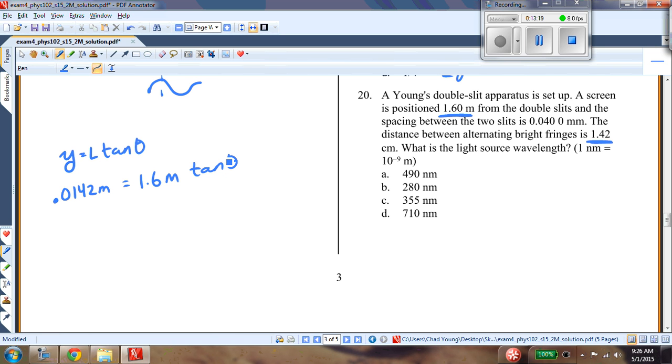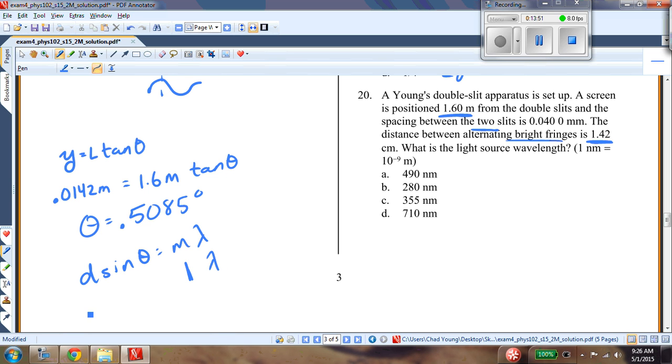That's going to be the inverse tan of 0.0142 divided by 1.6. That's 0.5085 degrees. All right, so that's my theta, and now I come back to this d sine theta equals m lambda, and I'm looking at the distance between alternating bright fringes, so I'll just let m equal 1.